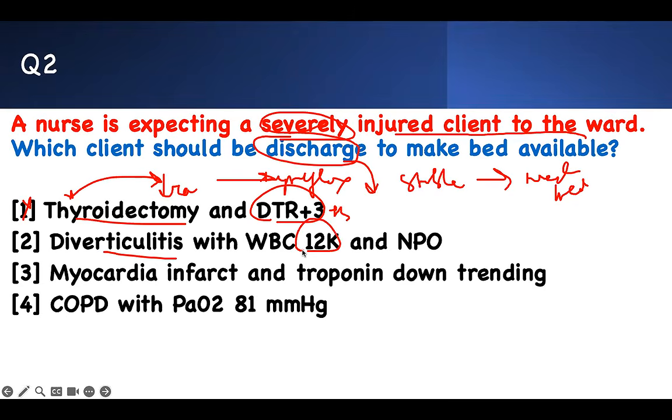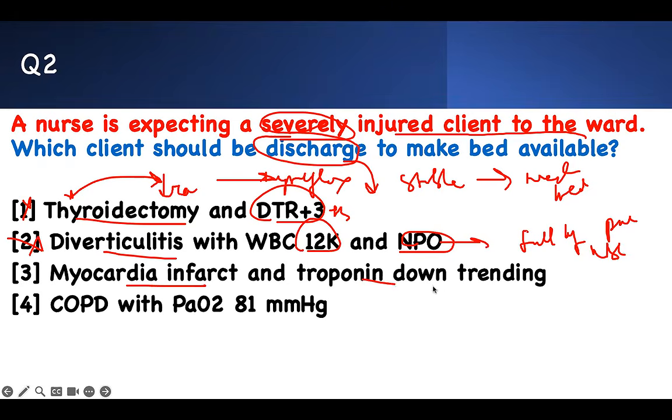Diverticulitis, why cannot go? That's what I expect. But the client is not eating yet. That means they should go home when they're eating at least a full liquid diet, their pain is well controlled and their white count is down. You are not ready to go home.